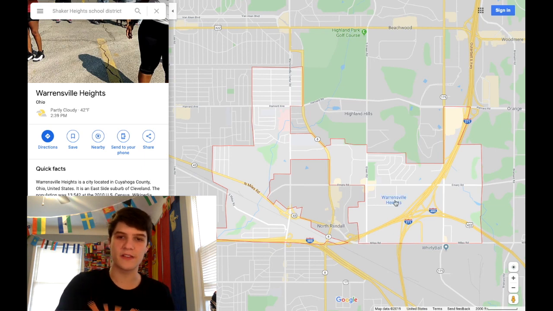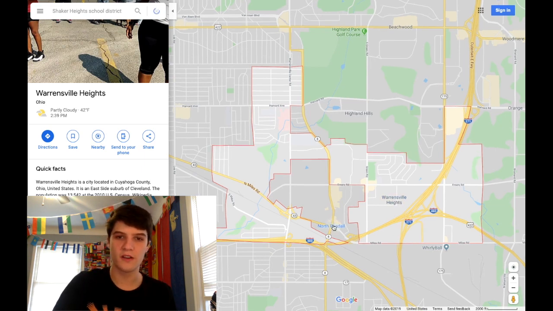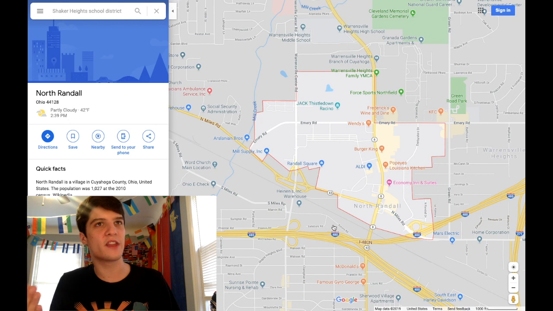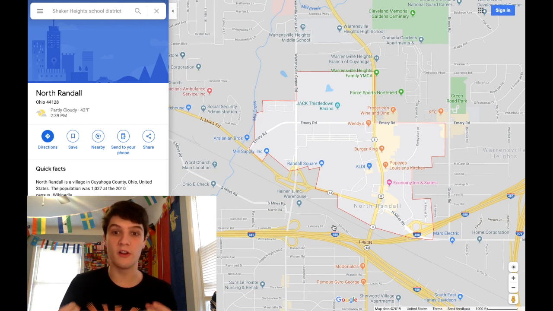And the reason it's shaped like that is because the village of North Randall exists. Why does North Randall exist, you may ask? Well, in the year 1908, I think it was 1908, North Randall was home to a very, very famous derby track, like a horse racing, horse gambling track.